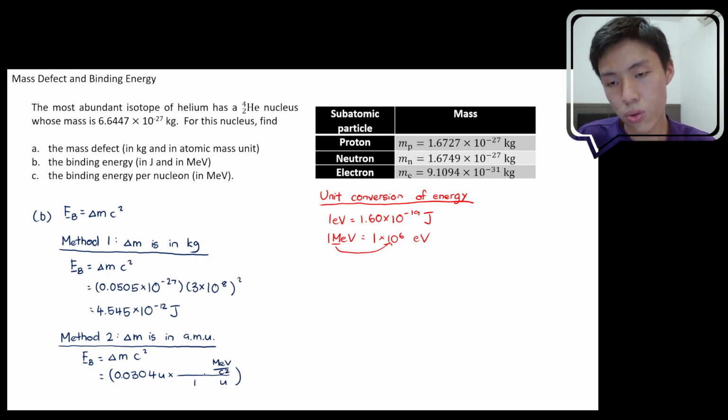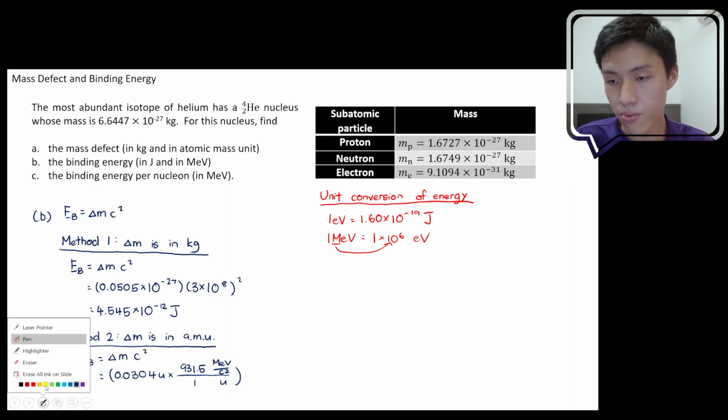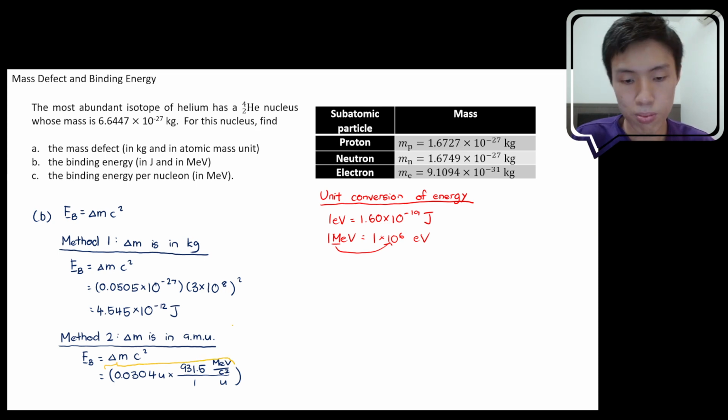Okay, so we know that 1 u is equal to 931.5 MeV/c². But this whole thing here is only for the mass defect only. That means there's also a c² at the back, so we shouldn't forget that. We should add on a c² at the back.